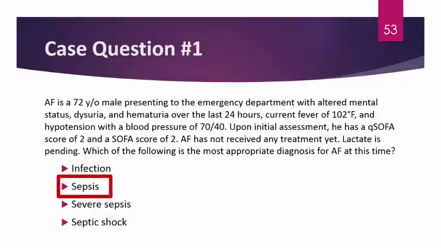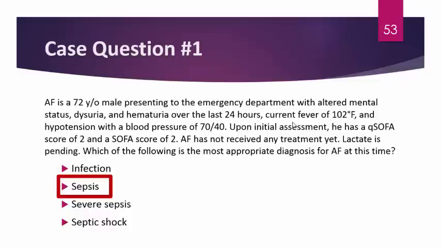So the answer here is sepsis. The reason that the answer is sepsis is because, as we mentioned, he has a suspected infection, potentially a UTI, because he has symptoms matching what a UTI would be, such as dysuria and hematuria. It'd be ideal for him to get a UA, though we don't have it provided here. He also has a current fever of 102, which may signal an infection as well.